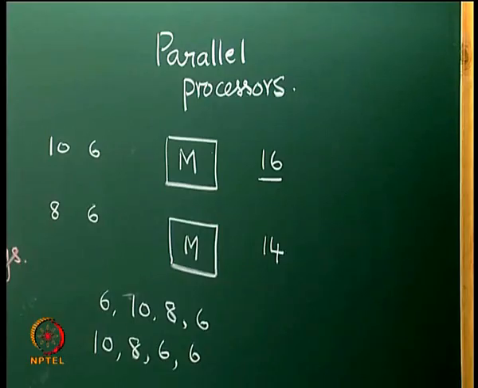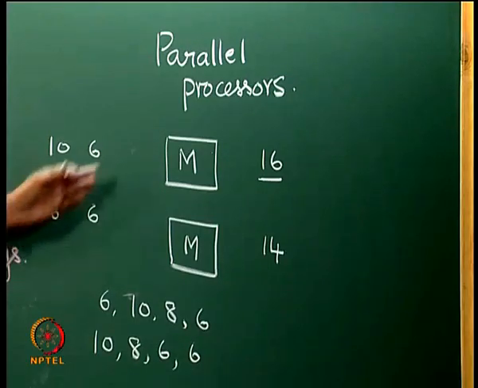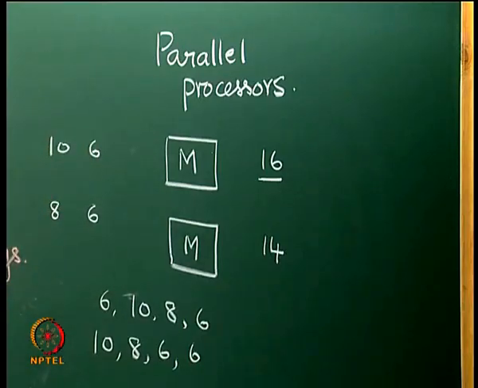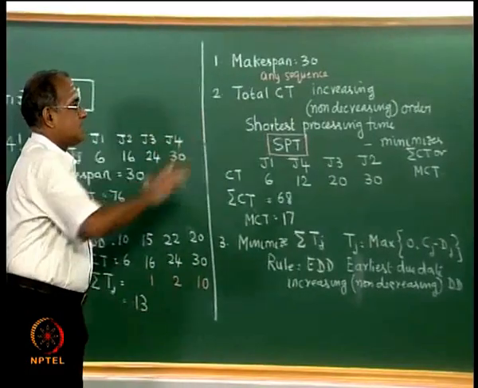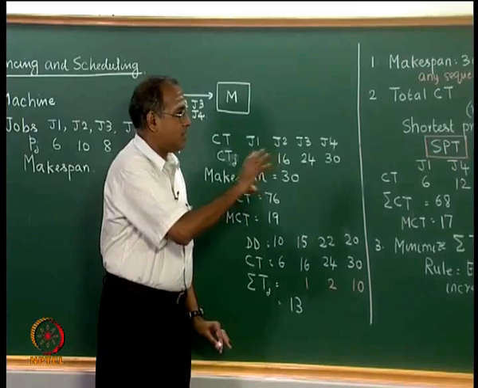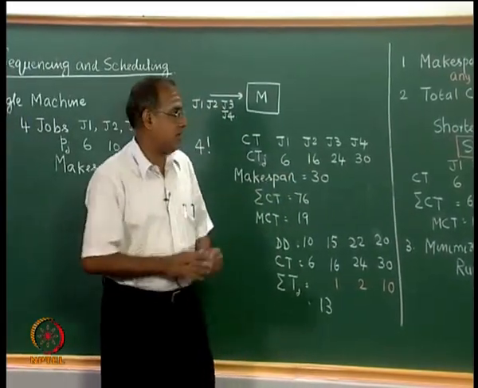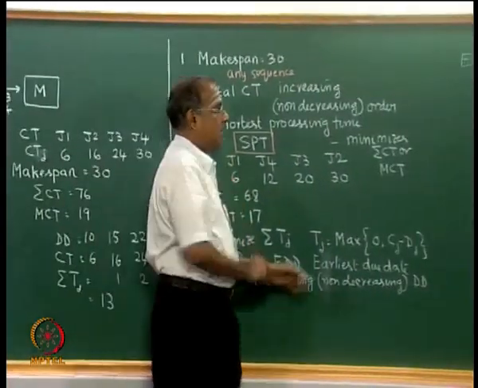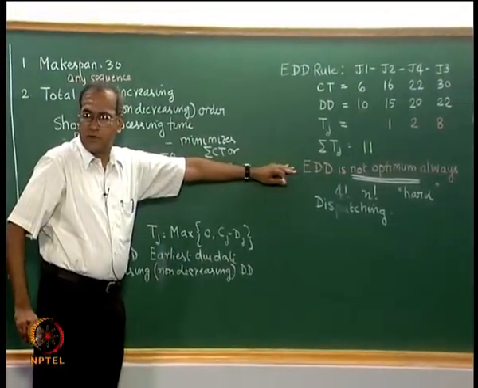So there are other rules and algorithms to try and minimize other objectives such as mean completion time, tardiness and so on. But as I have mentioned, at the end of discussion on single machine problems, we learned two important rules. One is called the shortest processing time rule and the other is called the earliest due date rule.